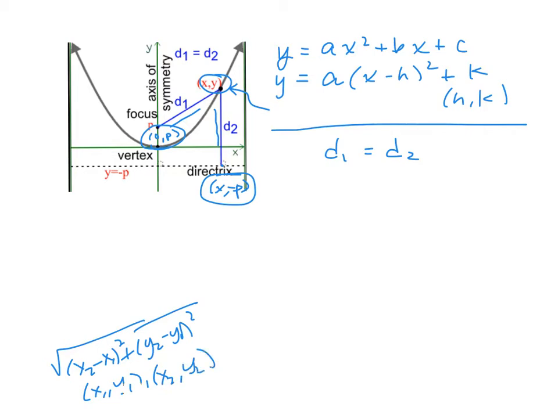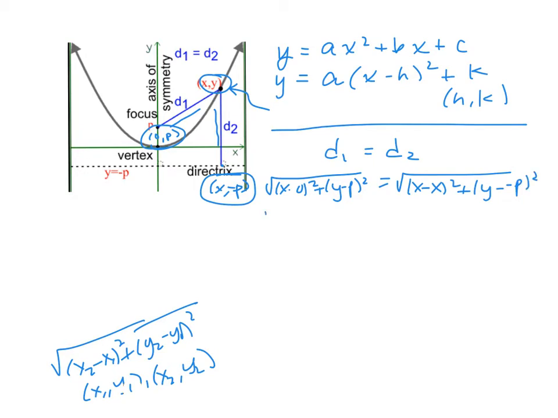So if we look at D1 as the distance between (x, y) and (0, p), then we can write that as the square root of (x minus 0) squared plus (y minus p) squared. And then D2 can be written as the distance between (x, y) and (x, negative p). So that's going to be the square root of (x minus x) squared plus (y minus negative p) squared.